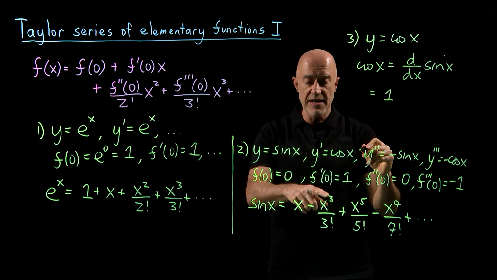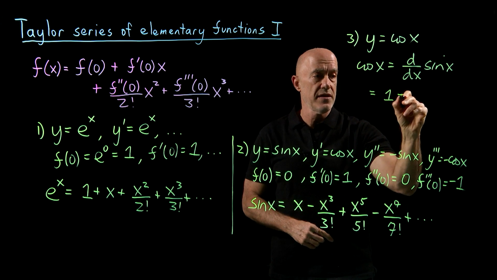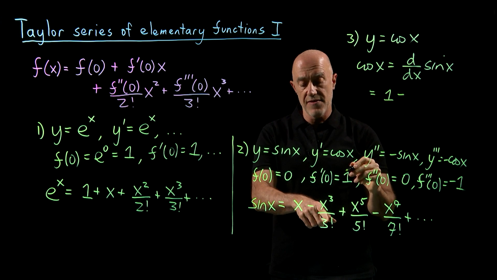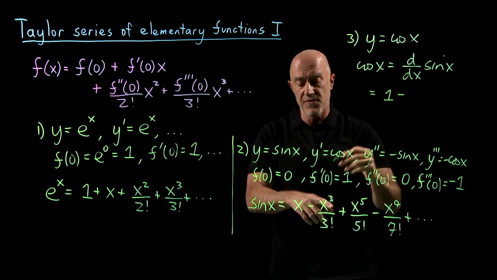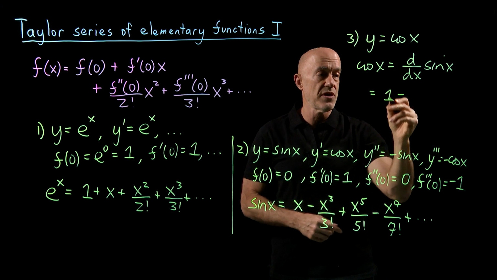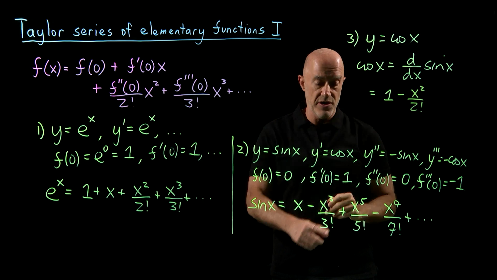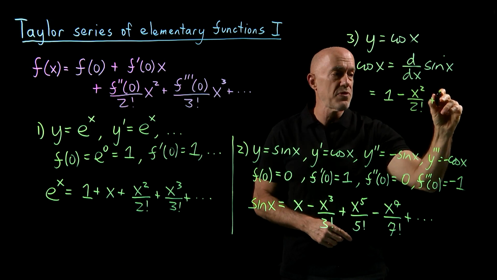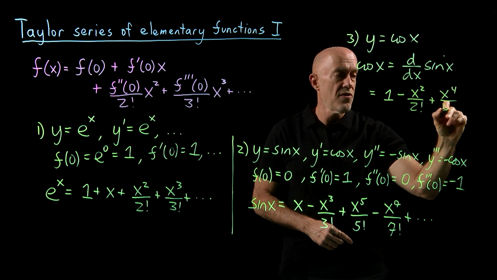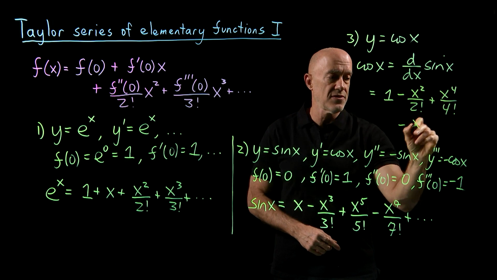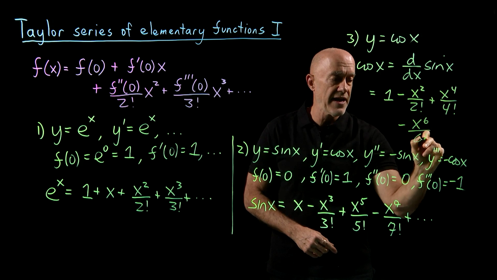So the 3 cancels the first 3 in the factorial. So it becomes minus x squared over 2 factorial. The next term would be plus x to the 4th over 4 factorial. And the next term would be minus x to the 6th over 6 factorial. And so it continues.